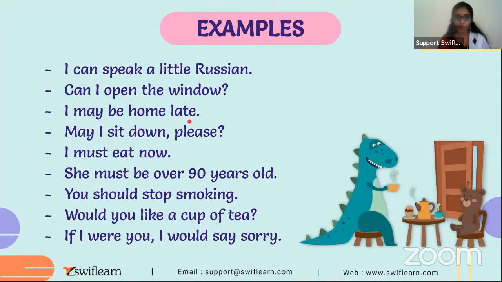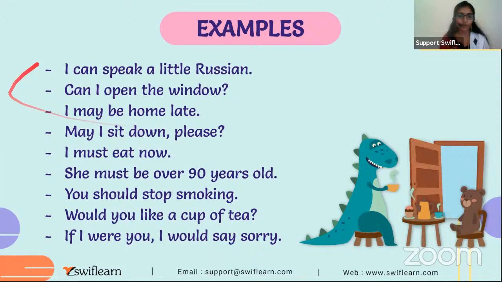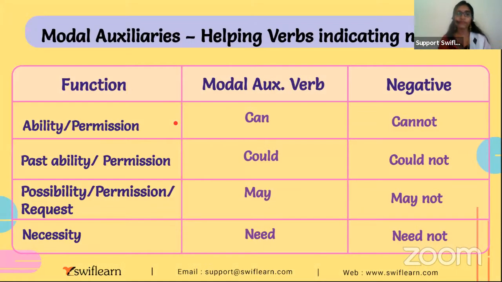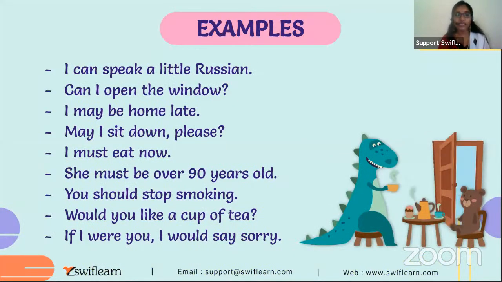Can I open the window? Like I'm asking permission. So what do I use? I use can again. I may be home late. That means, yes, I am telling the possibility. Okay, so may I sit down? I'm asking the permission. So I use what? May. I must eat now. So must, what do we do? When we use must, whenever it is compulsory, like whenever it is going to happen definitely, there we use must. She must be over 90 years old.